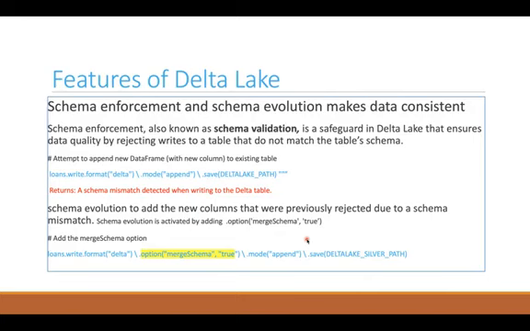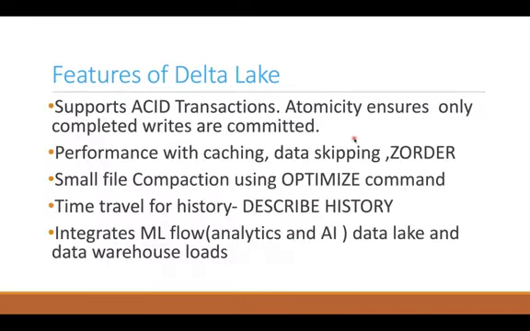There are many other features available in Delta Lake to improve the performance and reliability of the data. Databricks Delta Lake supports ACID transactions. By using ACID transactions, it ensures atomicity. That means whenever we are writing the data or appending the data, it will ensure that the complete transaction is committed. So that will be helpful to avoid any data corruption.